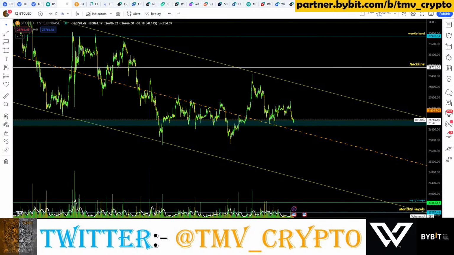Before we deep dive into the lower time frame, guys, I want to show you how I normally do charting on the higher time frame and what exactly we are going to look at on the higher time frame. So this is my Bitcoin Coinbase chart.